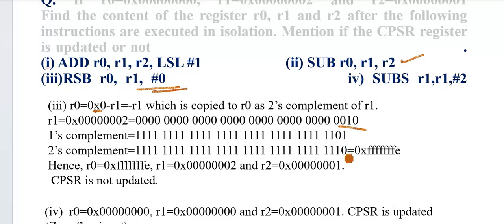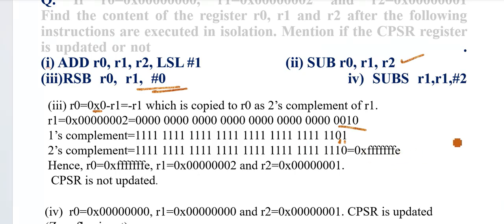1 plus 1 is 0, carry 1. 0 plus 1 is 1. Now add 1 again: 1 plus 1 is 0, carry 1. 1 plus 0 is 1, so the remaining bits are all 1. So it is the 2's complement of this 2. You are going to get FFFE.